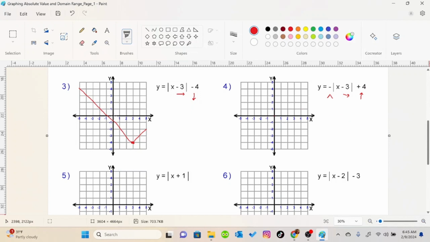So we're going to start at the origin. We're going to shift right 3, up 4, and plot our vertex. And now this time the negative tells us to open downward.